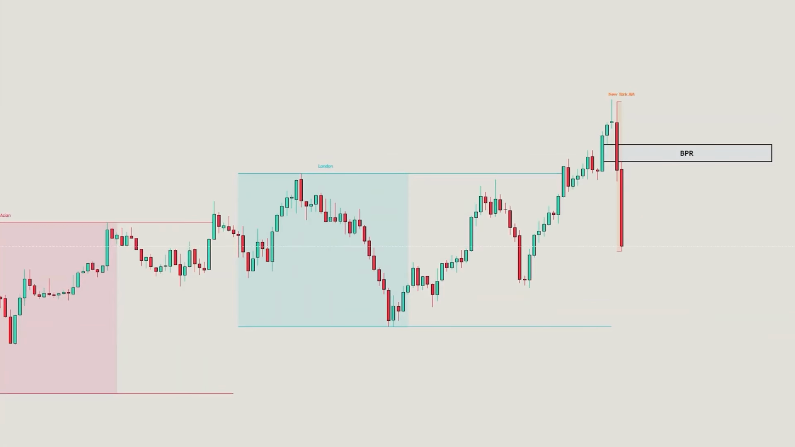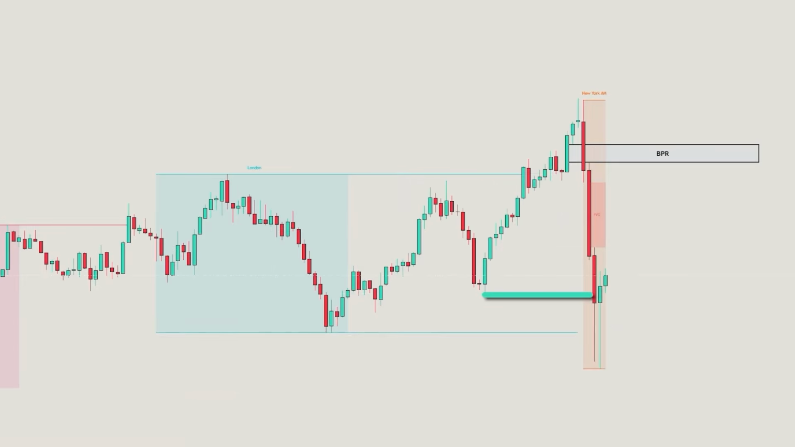Step 3. Confirmation through the FVG. Right after the liquidity grab, a fair value gap forms, a clean imbalance. That's the footprint of an institutional order. If the market respects that gap, it's a strong sign the move wasn't random.